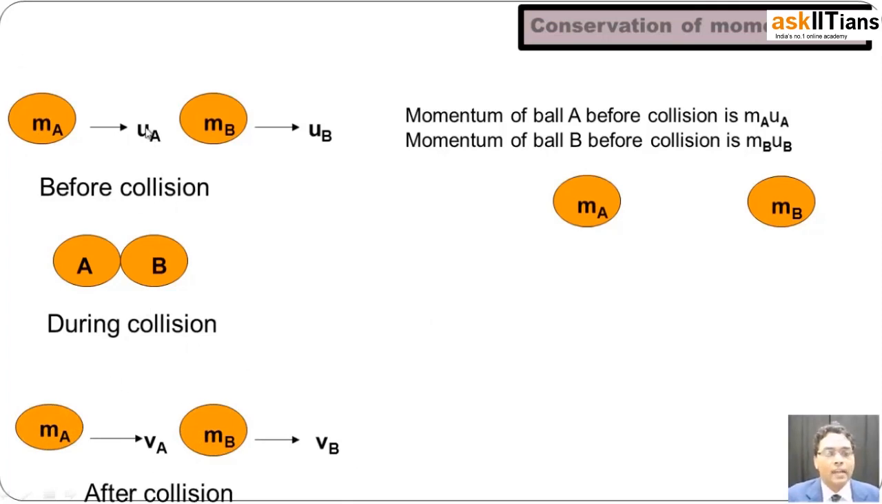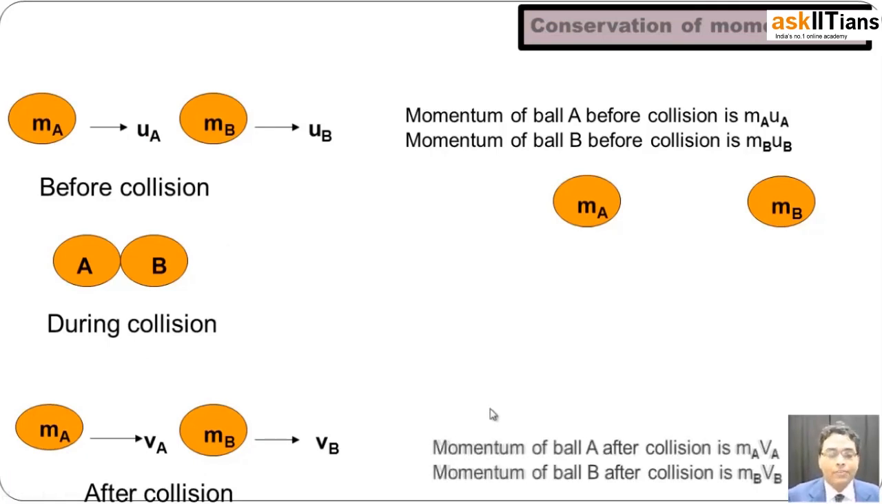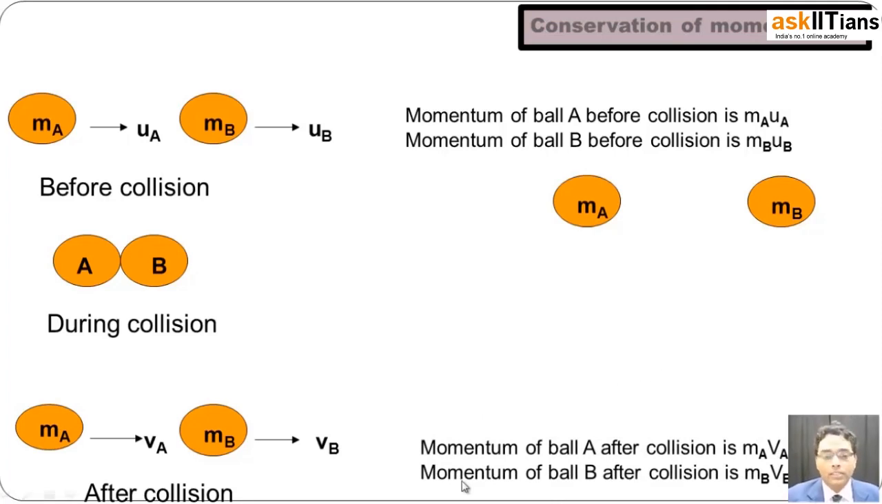So this is the condition for an elastic collision. Two objects come and collide with each other. After the collision, they separate out and move with different velocities. In this case, the momentum of the balls after the collision is going to be MA into VA and MB into VB respectively.